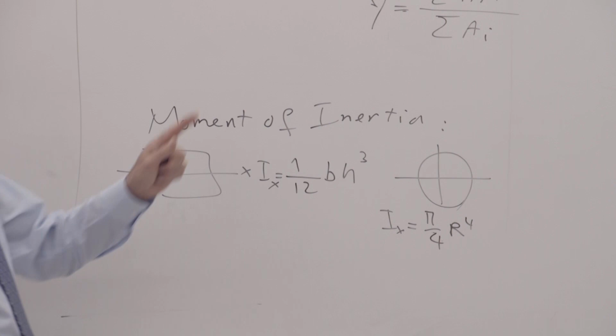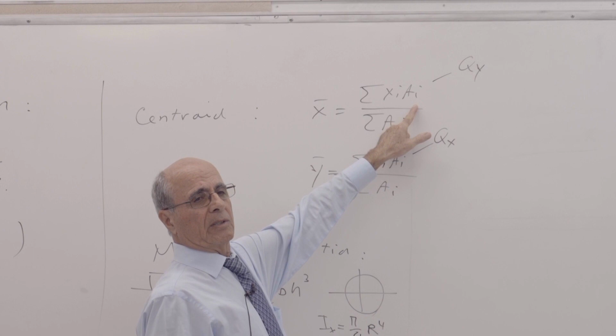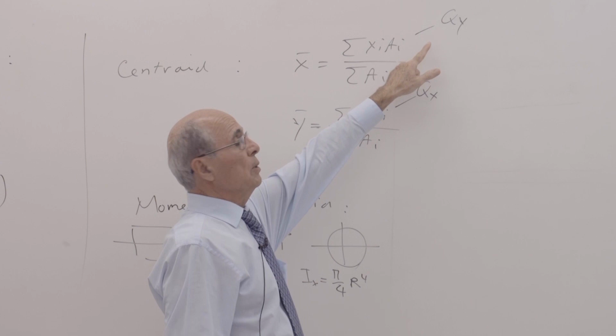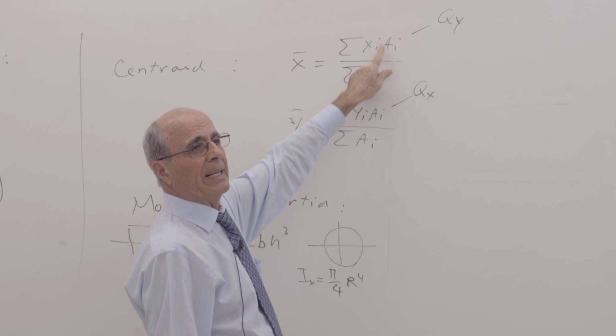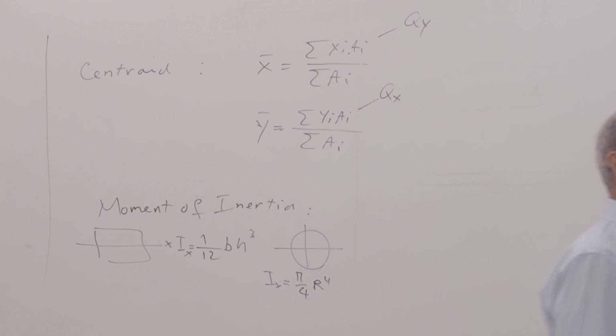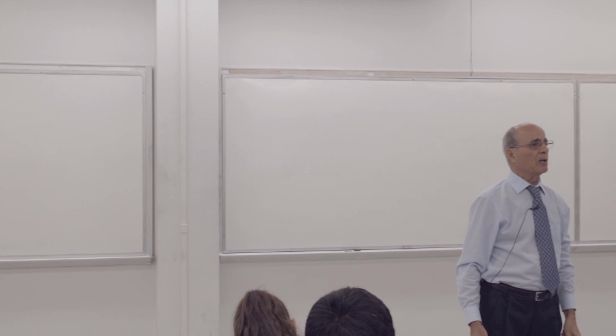It is very important to recognize this process. A is the area, yes or no? It has the unit of length to the power of 2, yes? Q, we call it the first moment of area, and its unit is length to the power of 3. Why? Because it's a product of x and area. Everybody understand? And the moment of inertia, which sometimes is called the second moment, will be length to the power of 4, because it is y squared dA or x squared dA, as you recall from statics, yes or no? Correct?